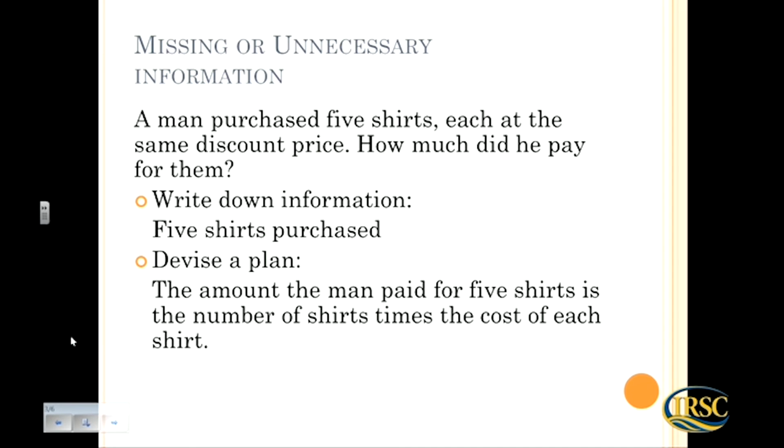So can I do that? Can I take the shirts and multiply it times how much they cost? No, why? I don't have the amount that the shirt costs, right. So I know that they were at the same discount price, so I know they're all the same price, but I don't know the actual price. So I have missing information, the cost of each shirt.